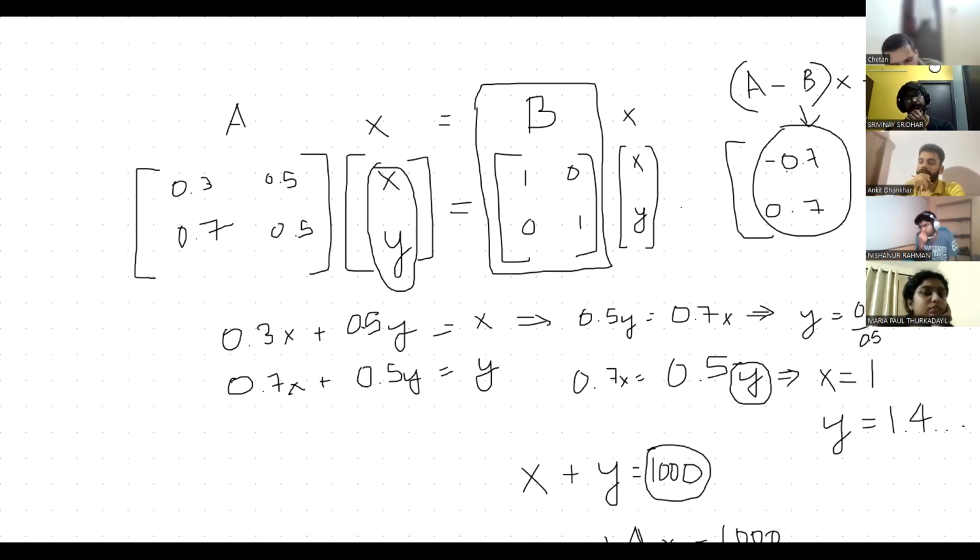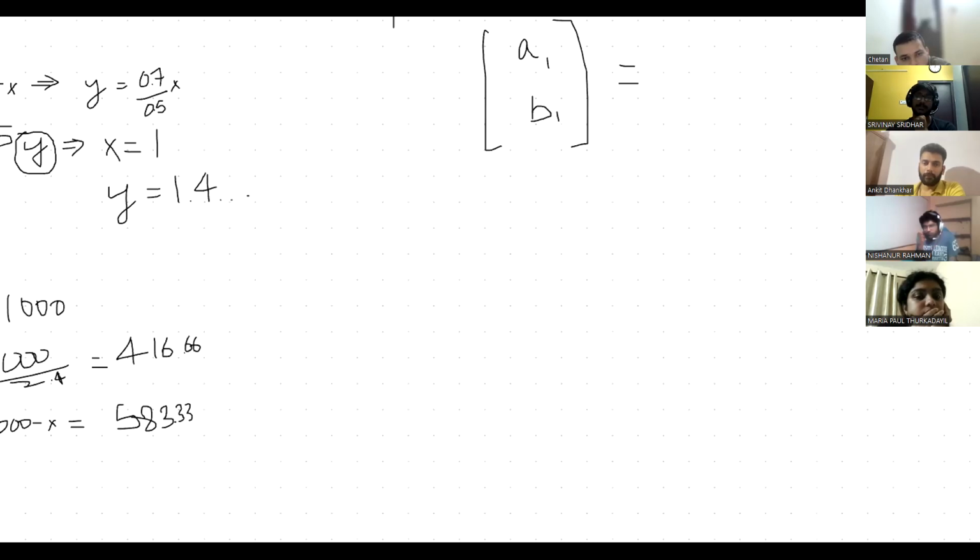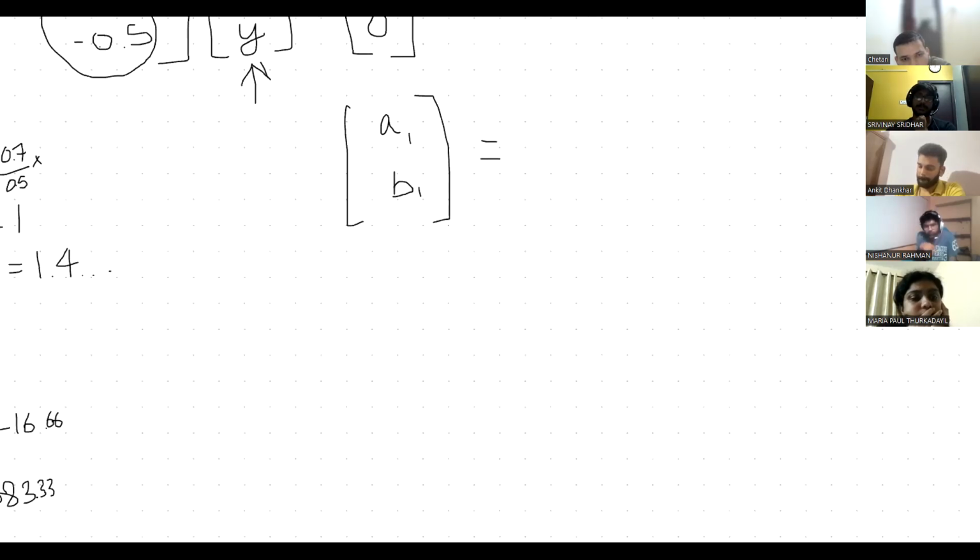Let's see it in a different way then. If we are adding two vectors, it is not straightforward. For example, I have taken a vector 3, 4. Fine. Okay.